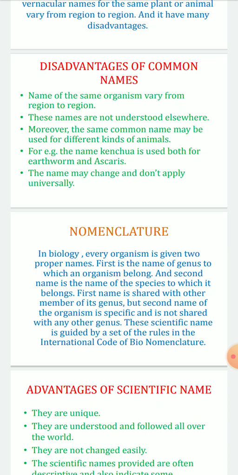Moreover, the same common name may be used for different kinds of animals. For example, the name Kenchua, as we call it in Hindi, is used for both earthworm and ascaris. It is a local name that we use for earthworm, and it is also used for ascaris. The name may change and doesn't apply universally.